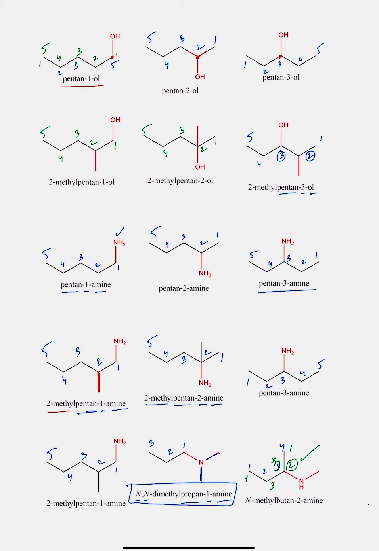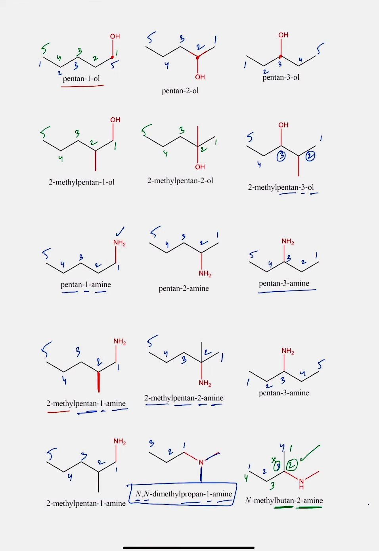And what group is attached to the second carbon? The amine group is attached. That's why the name is butane, because it has 4 carbons on the longest chain, and the amine group is attached to the second carbon. That's why it's butane-2-amine.